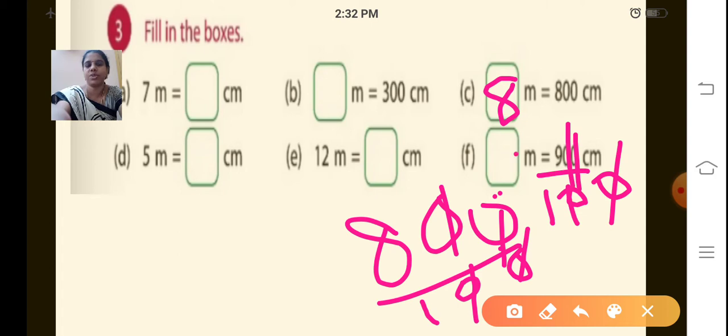So cancel all the zeros. So what is the answer? 9. 9 divided by 1 is 9.